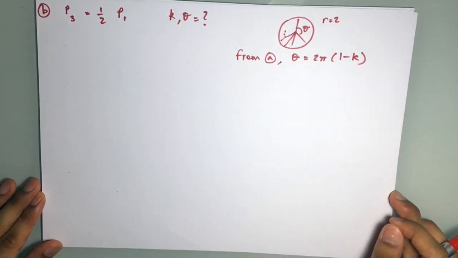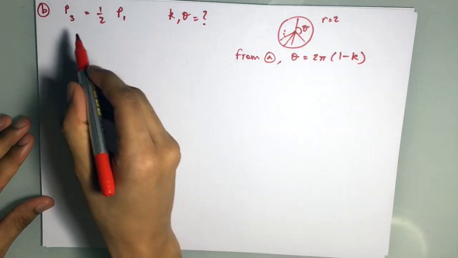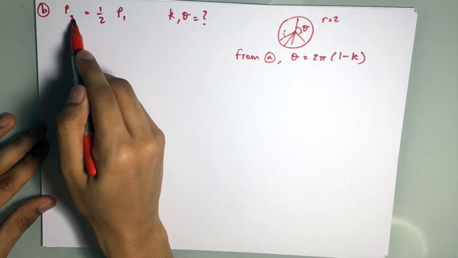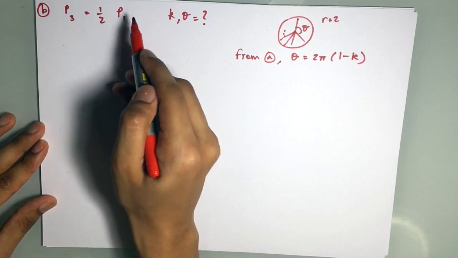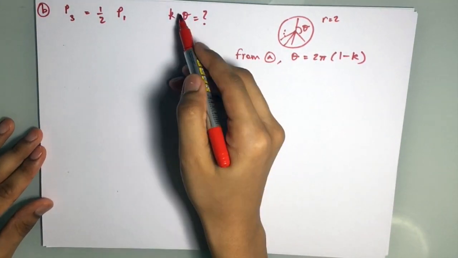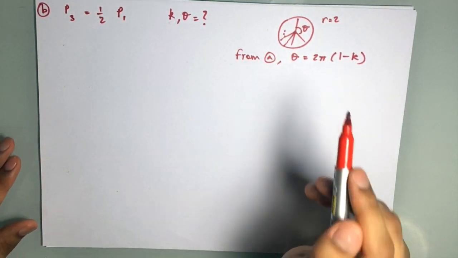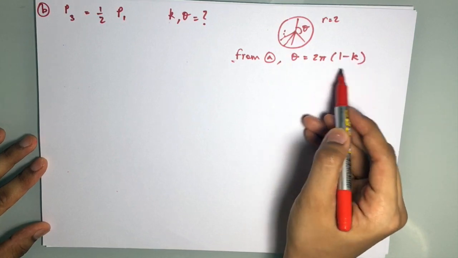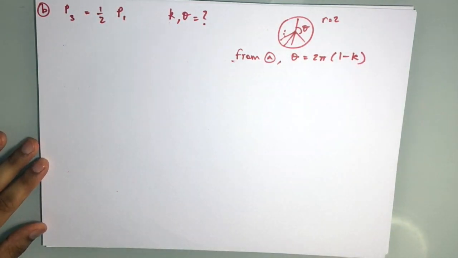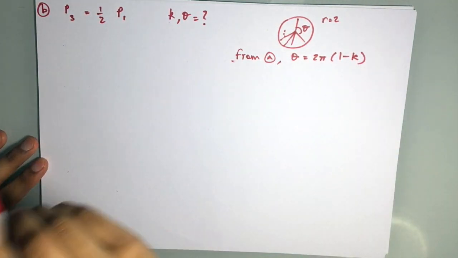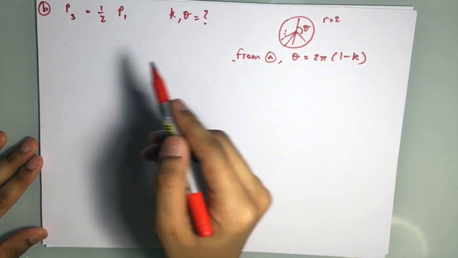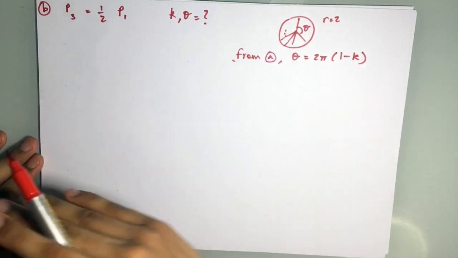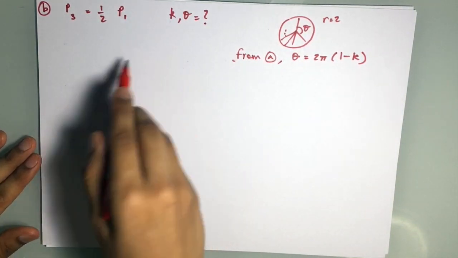So let's move on to part B. Part B says that the perimeter of the third sector equals half the perimeter of the first. And based on this, we need to find k and theta. And bear in mind that from part A, we know that this expression is true and should probably come in handy. Normally, if in the first part we are asked to show something, it's usually used in the second part of the question.